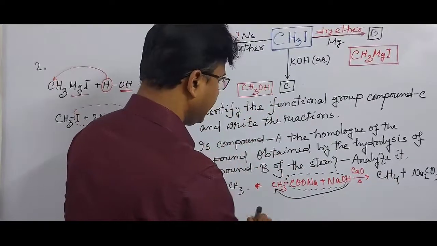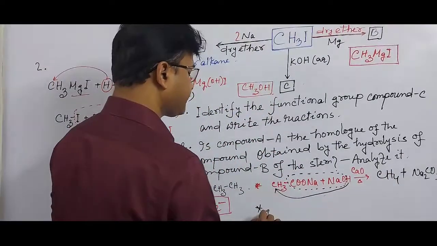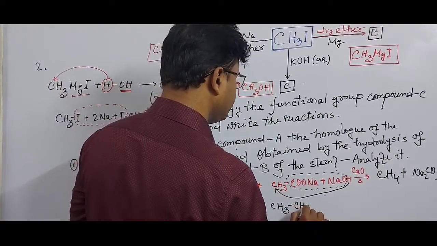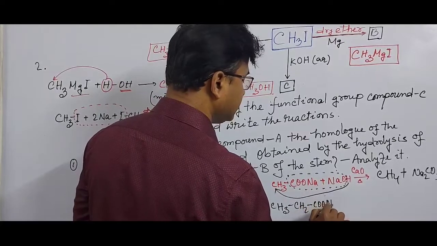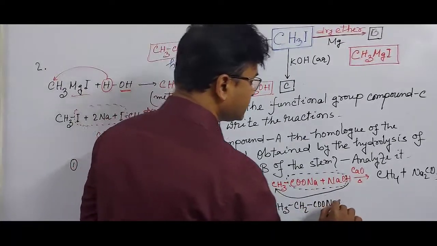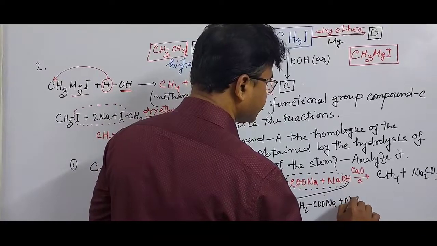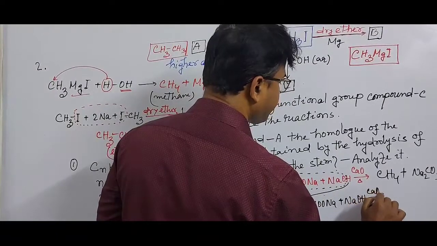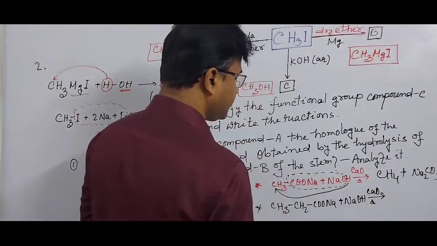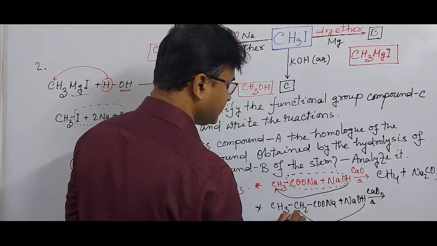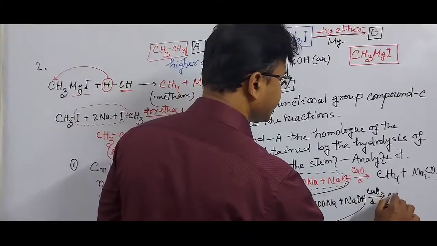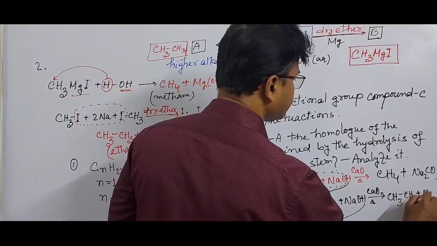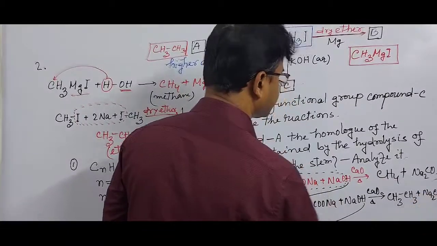and this hydrogen combines with CH3 to produce CH4. Again, students, if I write here CH3CH2COONa, this is sodium propanoate. Sodium propanoate is heated with soda lime. Here again, this hydrogen atom combines with CH2 to produce CH3CH3, and sodium carbonate is produced as a byproduct.